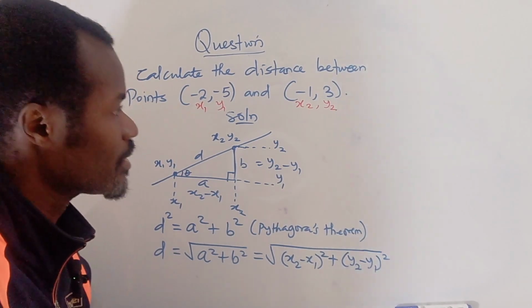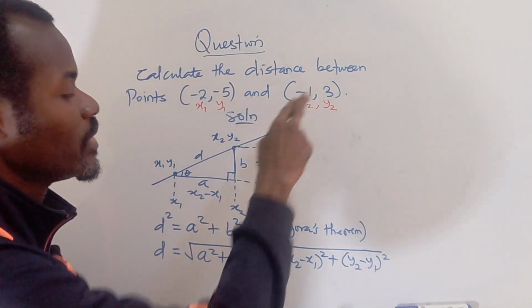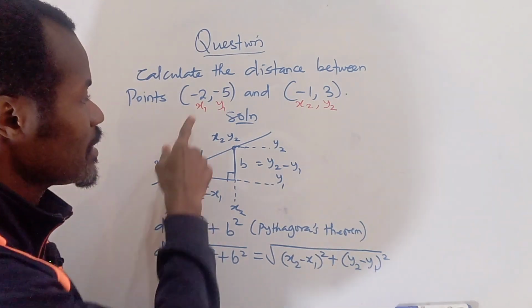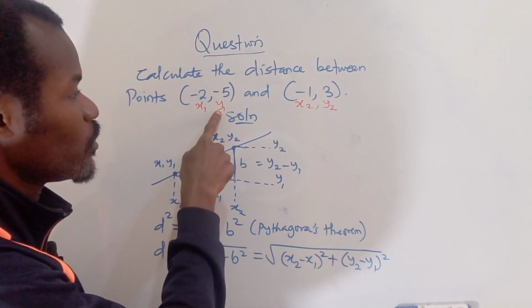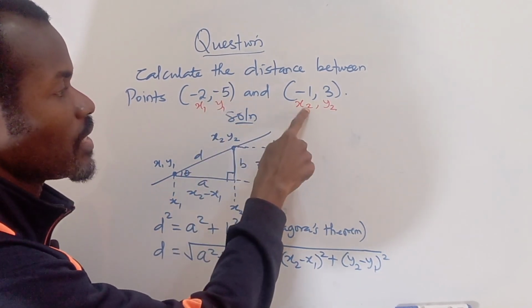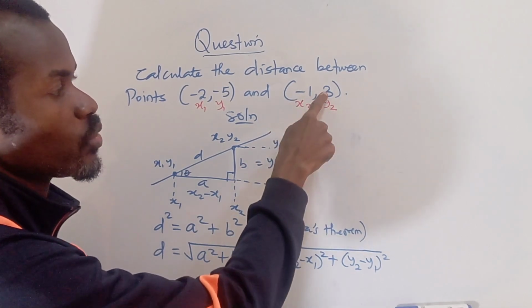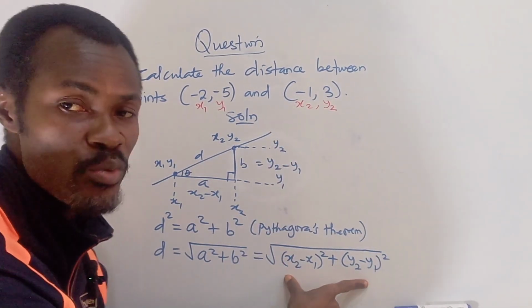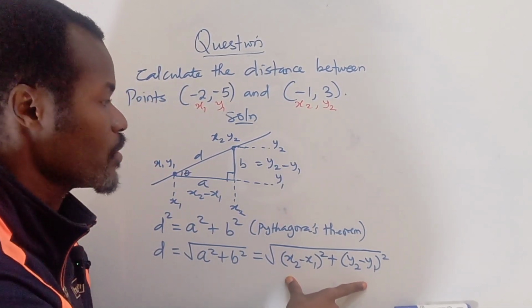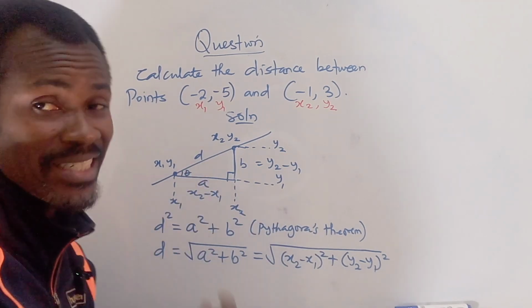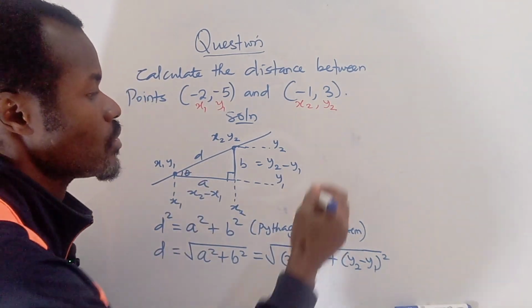Now I've gotten this. Let's come back to this expression. We can see that our x1 is minus 2, while our y1 is minus 5, our x2 is minus 1, and y2 is 3. So we are going to input all that information into this expression for us to be able to find the distance in units. Right, so let's do that.